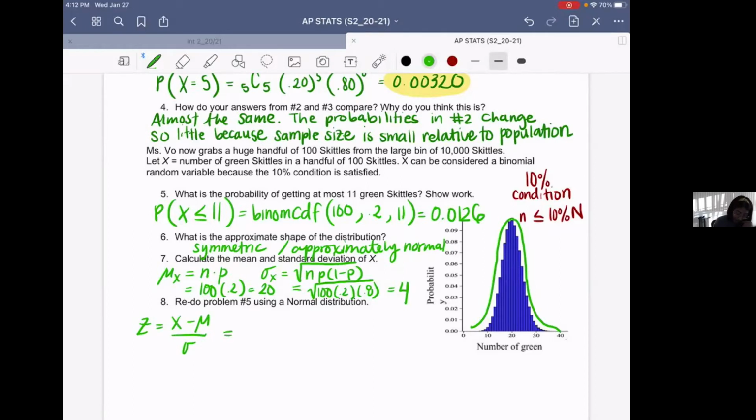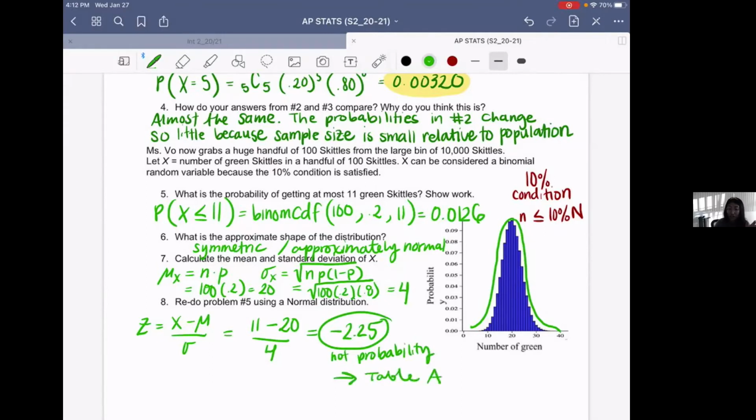So if I were to plug in some values, 11 would be my X value because I'm looking for at most 11 greens. So it's referring to part 5. And then minus the mean, which we found out was 20, over the standard deviation of 4. So if you look at the z-score, our z-score here is negative 2.25. And then from here, again, this is not the probability because we're going to have to go into table A and see what table A says to determine our probability.